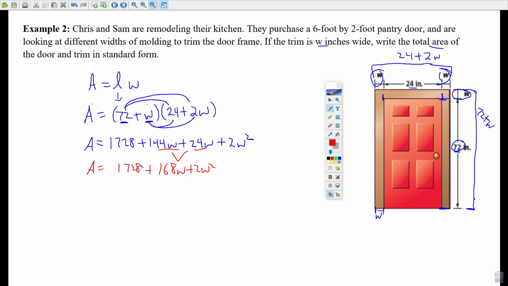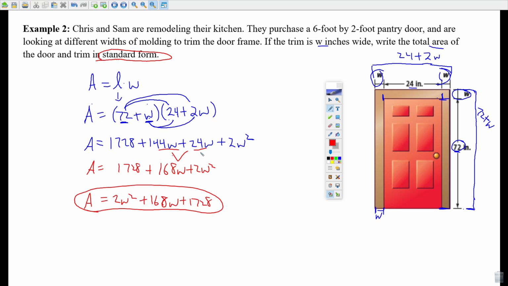So we are pretty much done. The last thing we would have to do is write it in standard form, because that's what the question says. So we write the total area of the door and the trim in standard form. So we need to make sure that the W squared comes first, and then the W, and then the number by itself. So I'm going to switch these two on the outside. So our final answer would be 2W squared plus 168W plus 1728. There you go.